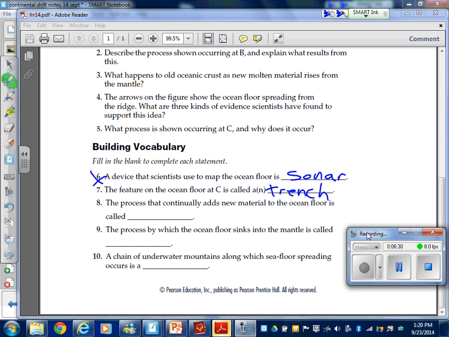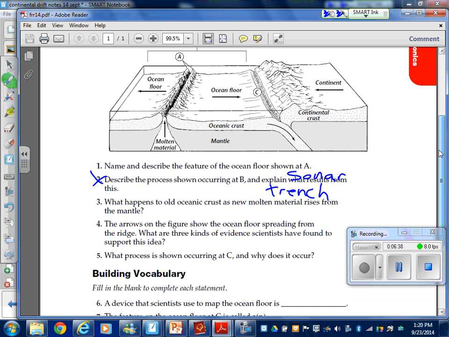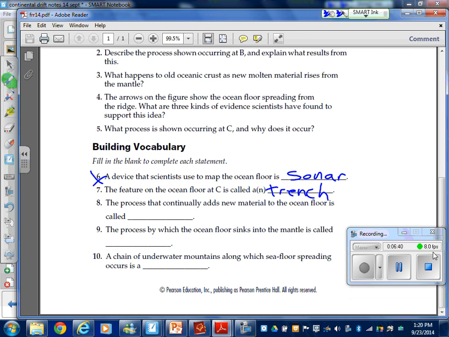Yeah, trench, going back to that picture, C was right here, C's the trench, okay? The process that continually adds new material to the ocean floor is, that's convection down there, seafloor spreading, right?